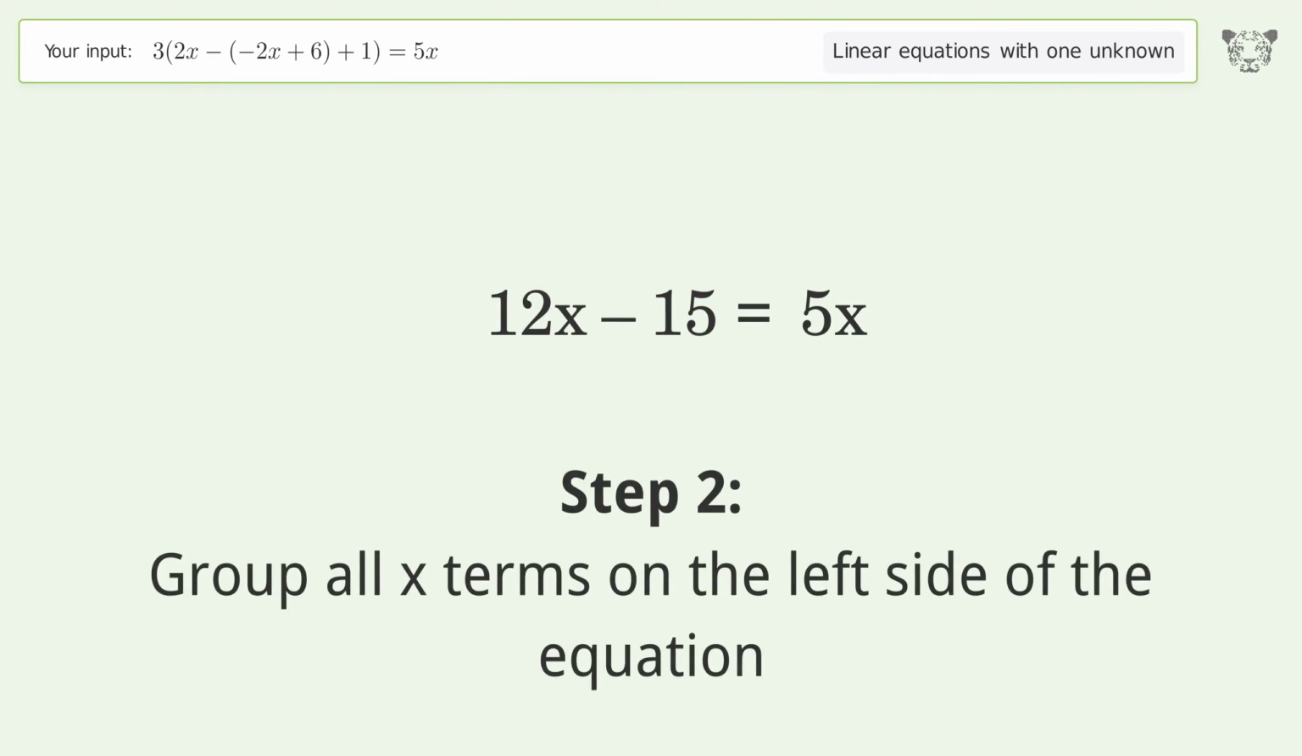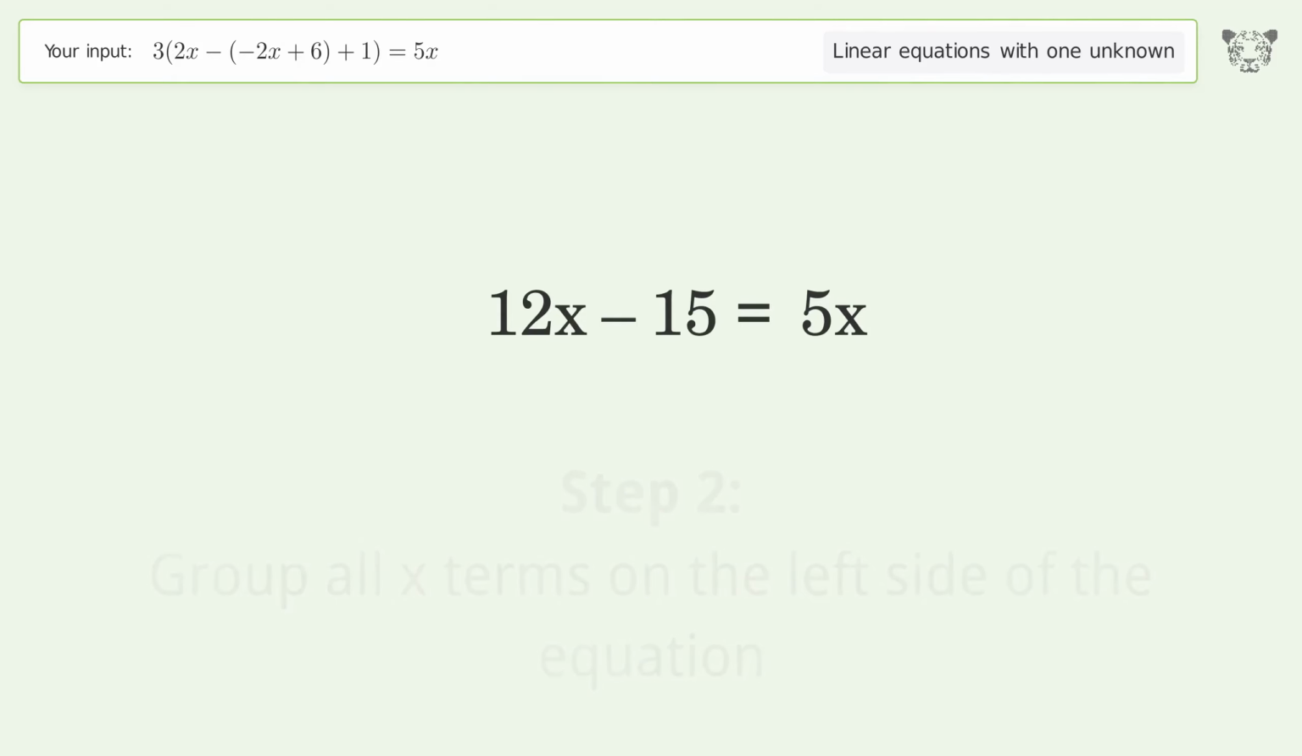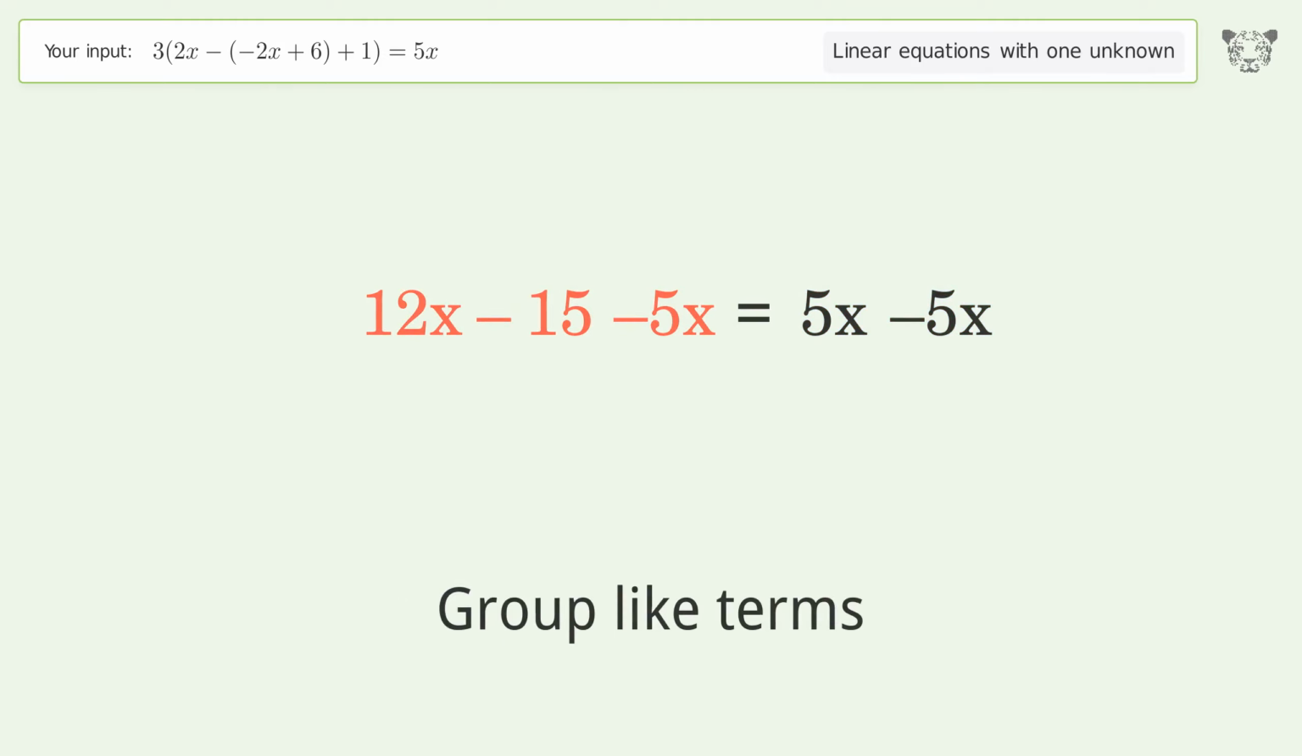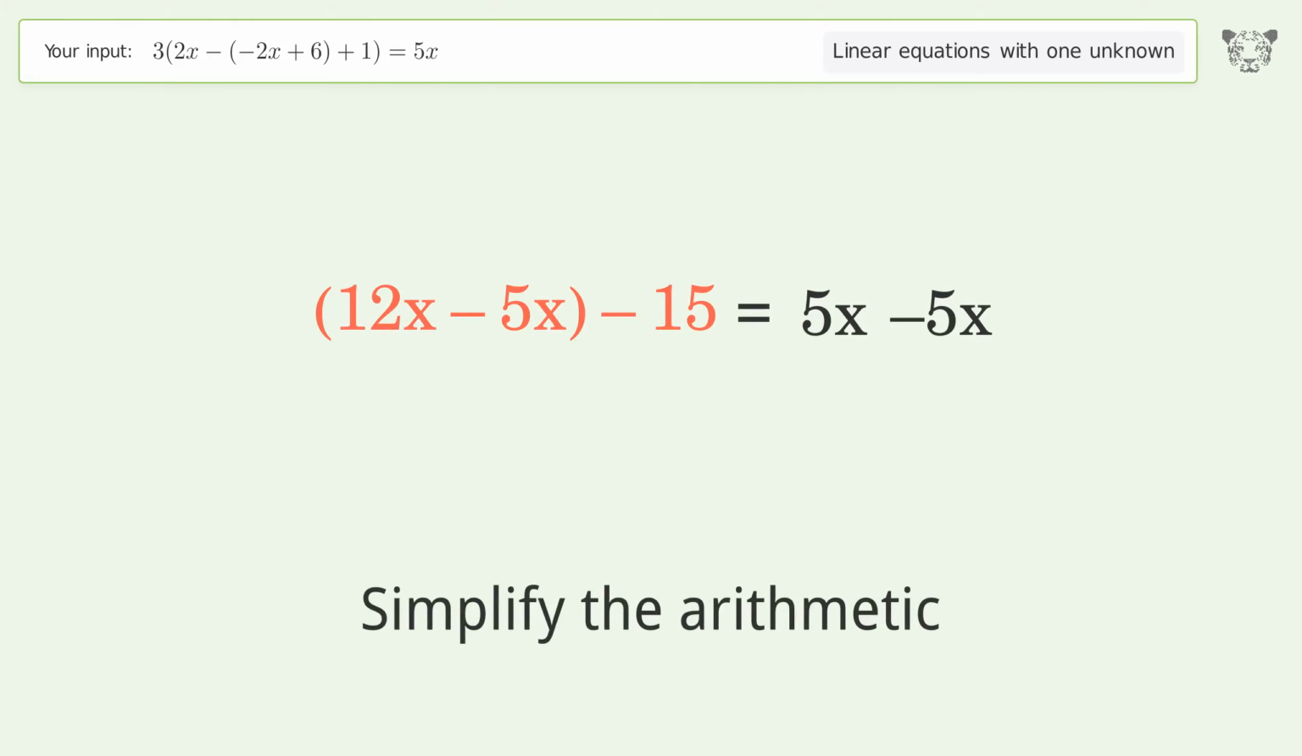Group all x terms on the left side of the equation. Subtract 5x from both sides. Group like terms. Simplify the arithmetic.